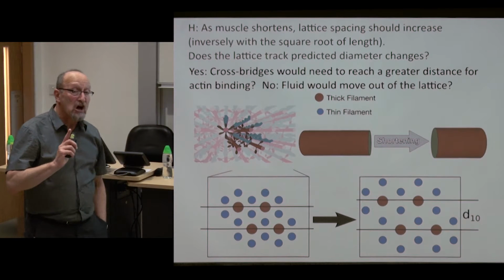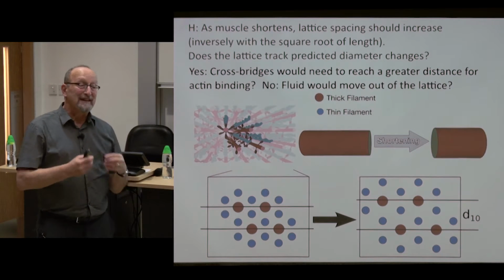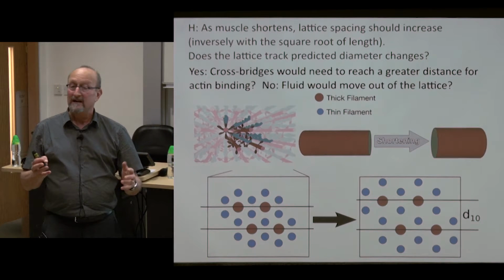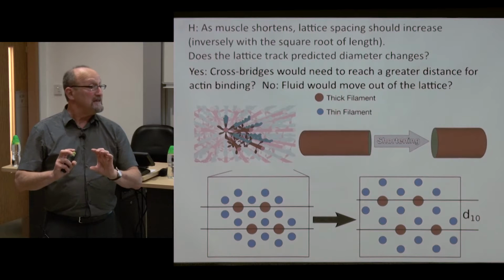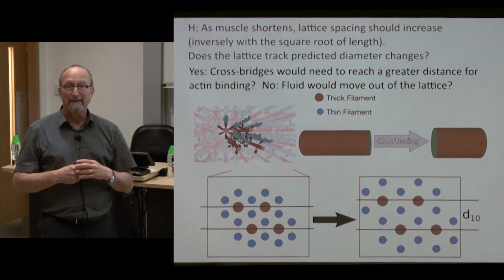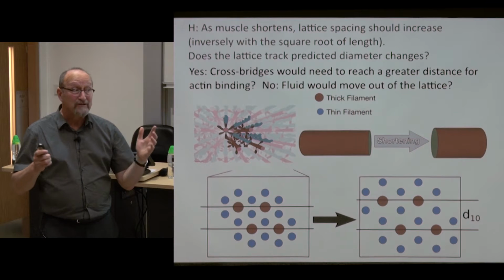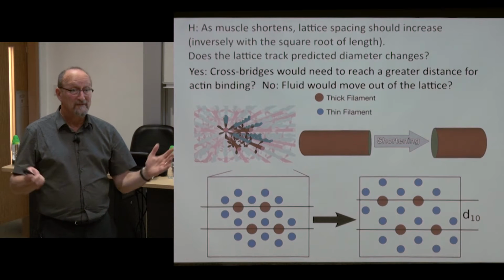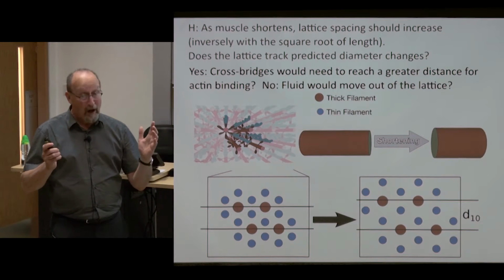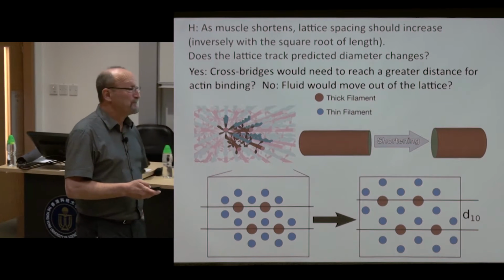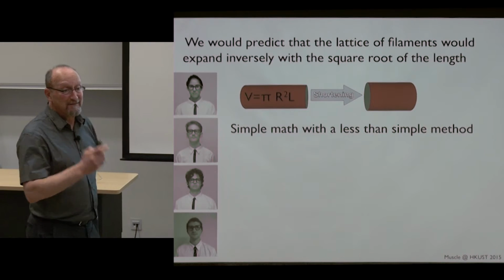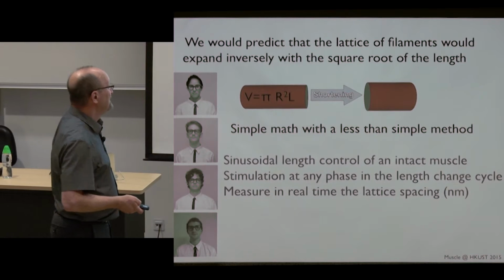The answer is no. If the lattice spacing doesn't actually change as the muscle shortens, fluid has to be getting squeezed from one compartment of the cell into another. Okay? I don't think I have any other option because I don't believe the density of the fluid is going to change and I don't believe it's going to magically disappear. So, simple math with a less than simple method.